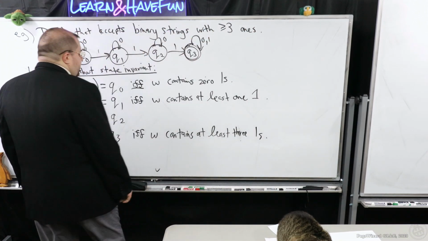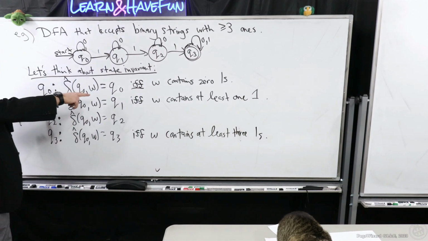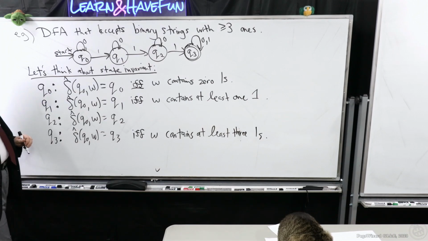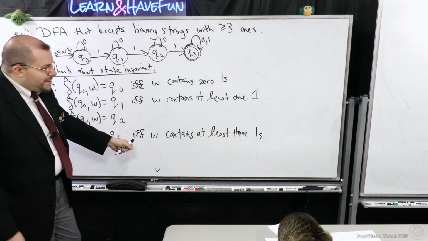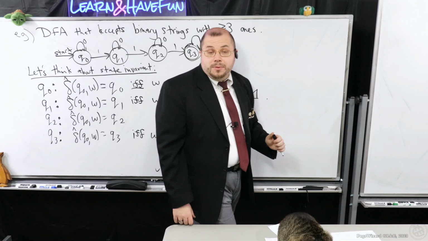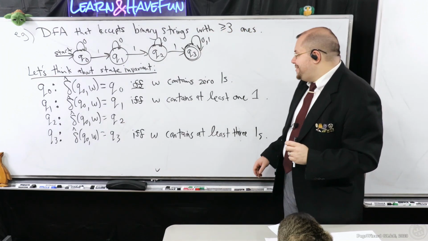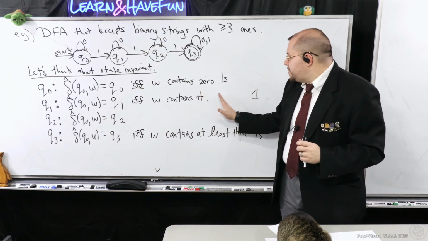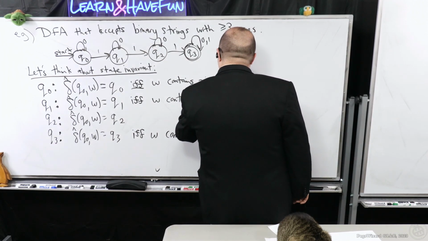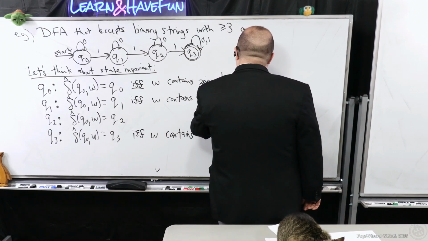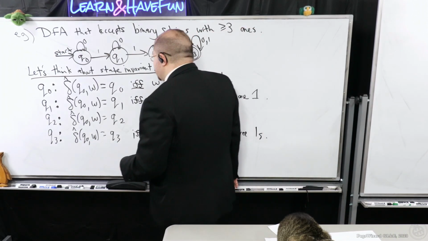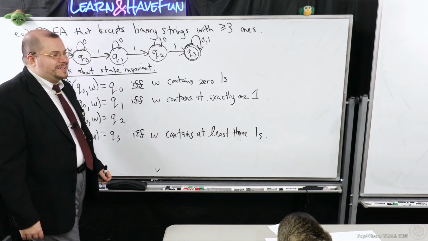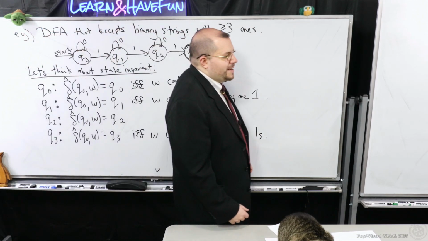Now, do you see that really, if I wrote this for Q1, you would see that these 2 actually overlap each other. Because anyone that has at least 3 ones most certainly has at least 1, right? So instead of saying at least 1, we want to say it contains exactly 1, because that does not fall into this category. It's a different set of strings.